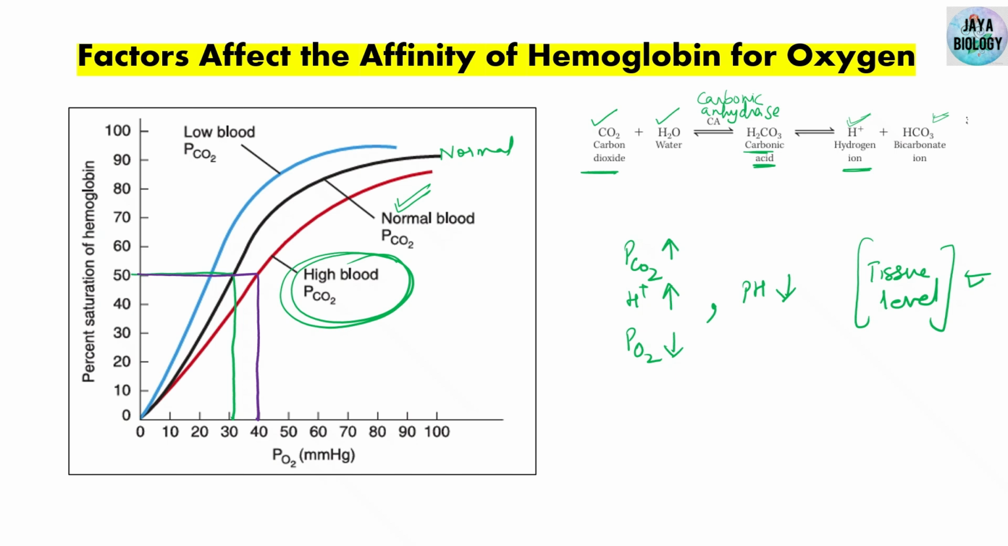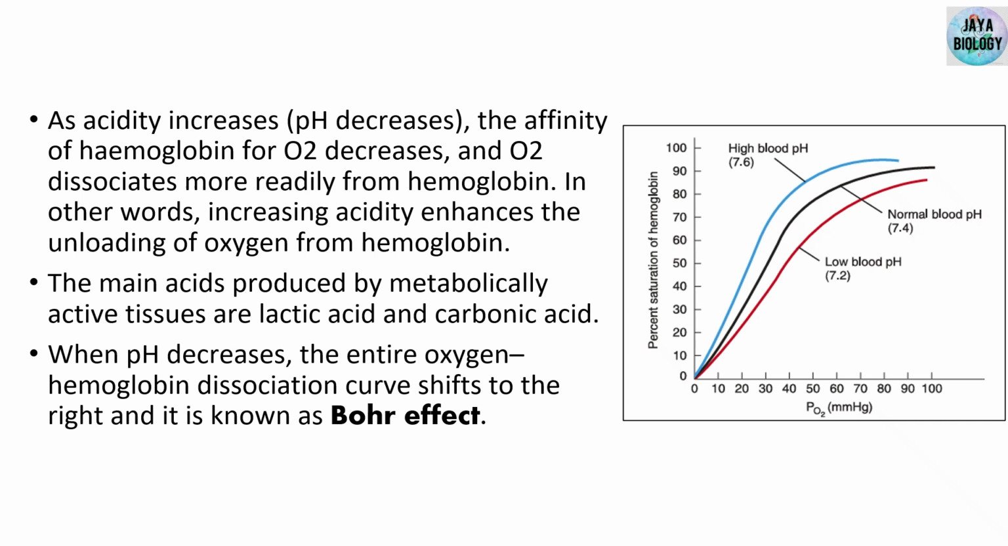So among the factors which affect the binding of oxygen with hemoglobin, the main one is oxygen, but another factor is carbon dioxide. The next important factor is pH also. Right now I have shown you when the hydrogen ions are increasing. They will increase when the partial pressure of carbon dioxide is increasing. It means partial pressure of oxygen is decreasing. If H plus is increasing, it means pH is decreasing. Normal blood pH is 7.4.